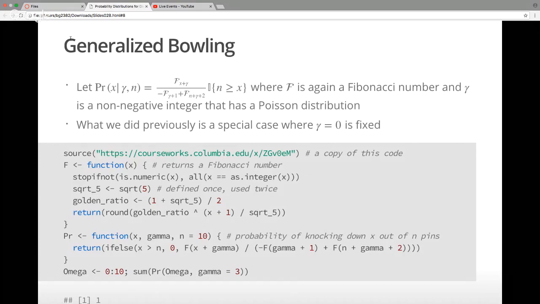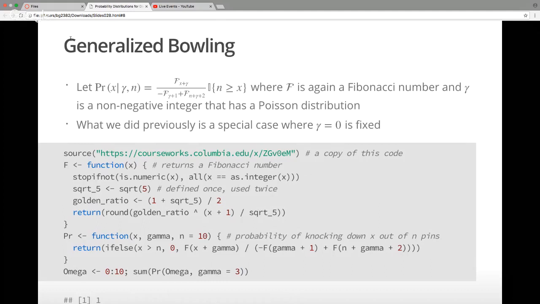So, going back to bowling, it's a little bit of a contrived example, but it's a good opportunity for us to use the Poisson distribution, which we just learned about, and to do something that is more reminiscent of the process that we're going to be doing the rest of the semester when we're applying Bayes' rule.